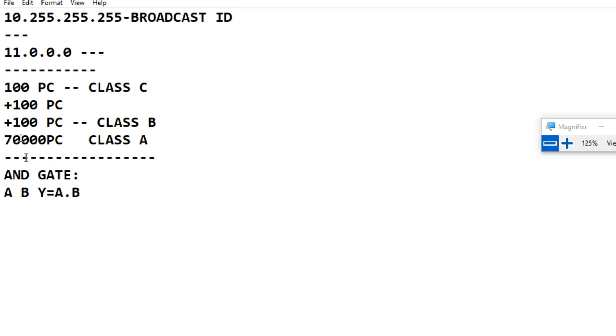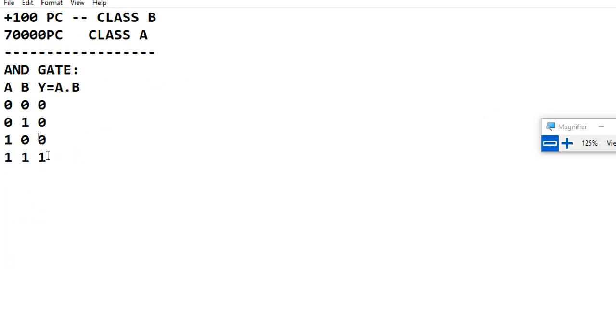Y function is A dot B. If both inputs are 0, 0, the output is 0. If 0 is one input and 1 is another input, the output is 0. With 1, 0 as input, the output is 0. With 1, 1, the output is 1. So this is a logical one we are getting here. If both inputs are high, the output is high. If any of the inputs is low, the output is low.